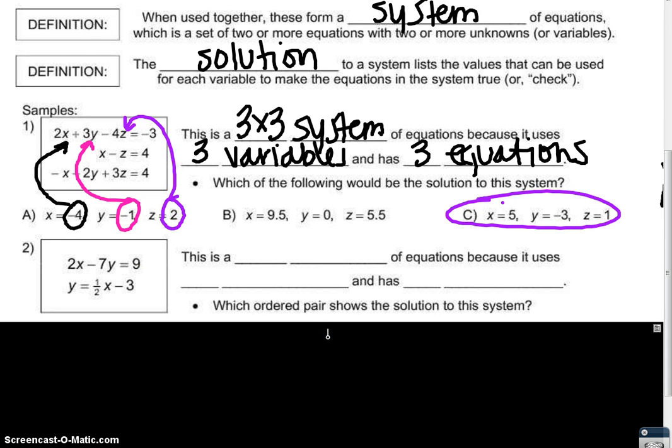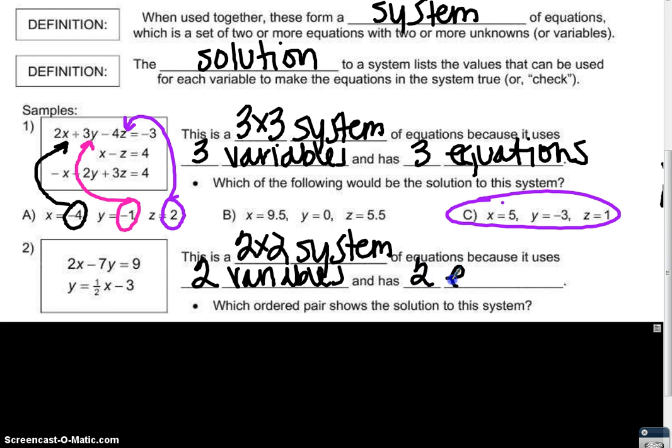Sample number 2 says I got 2x minus 7y equals 9 and y equals 1/2 x minus 3. This is something that should look very familiar to you. It's what you've been doing for the past 2 weeks. Here, this is going to be what we call a 2 by 2 system. And why do you think it's called a 2 by 2 system? That's right. It's got 2 variables. And it has 2 equations.